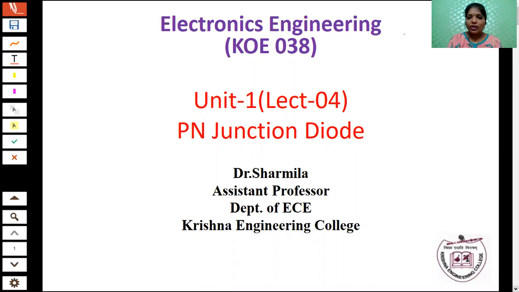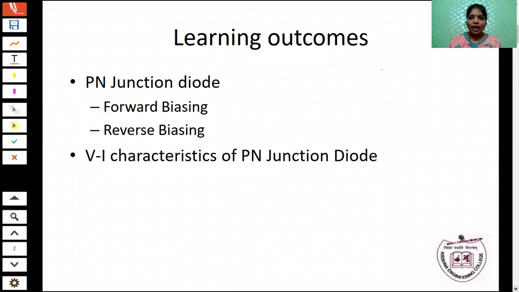In this electronics engineering lecture series, today we are going to see about the PN junction diode. The learning outcome of this section: we are going to see what a PN junction diode is, the construction of the PN junction diode, and the working of the PN junction diode under forward biasing and reverse biasing conditions. Then we are going to see the VI characteristics of the PN junction diode.